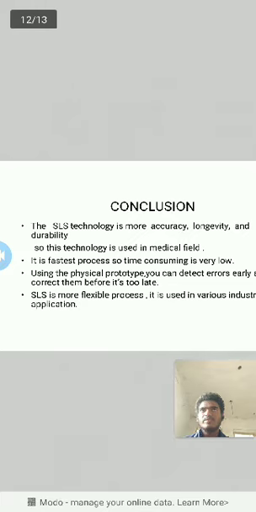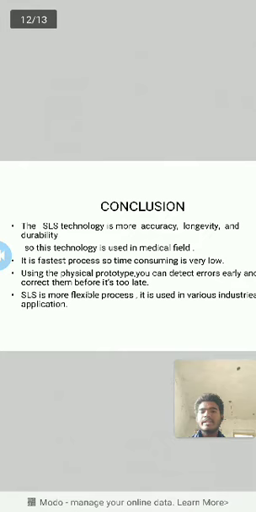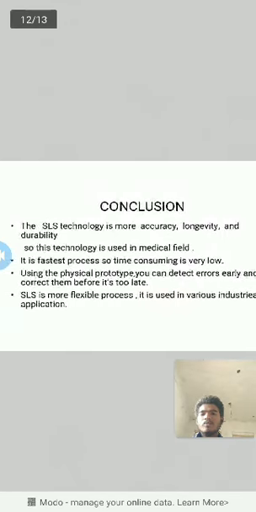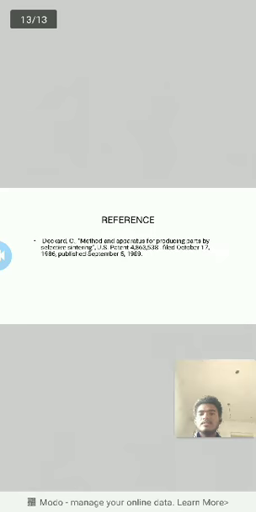Using the physical prototype, errors are detected early and corrected before production. SLS is a more flexible process, so it is used in various industrial applications.